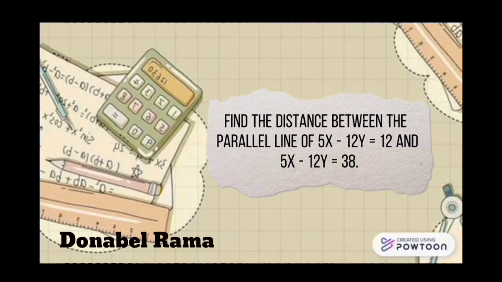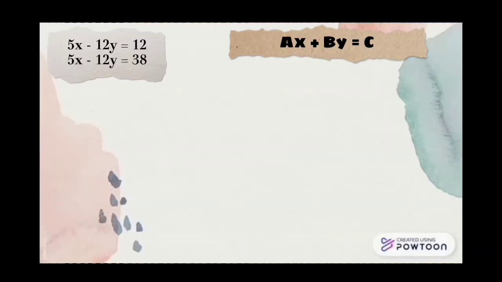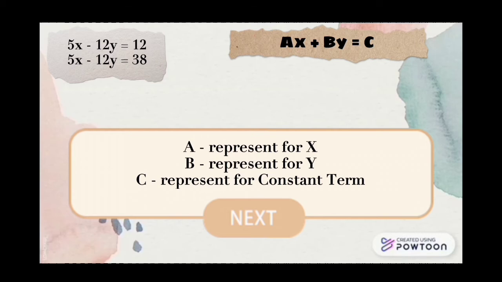Good day everyone, this is Donable Rama from Grade 10 Diamond. Find the distance between the parallel lines 5x minus 12y is equal to 12 and 5x minus 12y is equal to 38. Each of them is in the form ax plus by is equal to c. a represents the coefficient of x, while b represents the coefficient of y, and c represents the constant term.